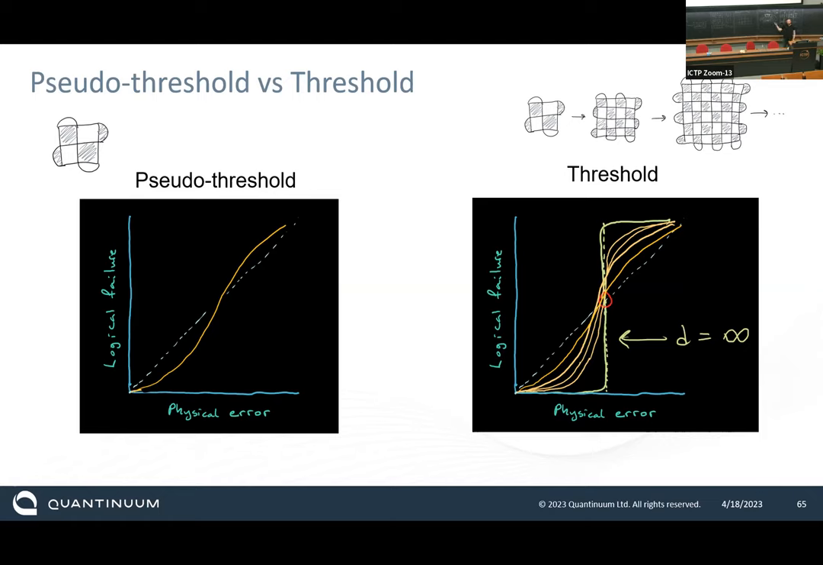Of course, you won't live in asymptotia, but you can choose a large enough code to do whatever you need given your physical error rates. So obviously, if you can reduce your physical error rates, that's great, and you want to do that because you get more out of the code.